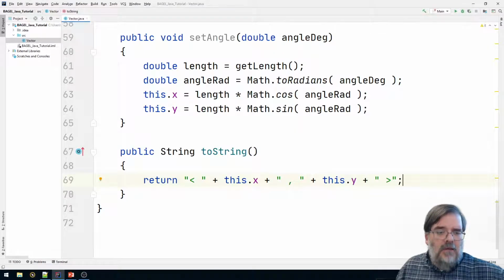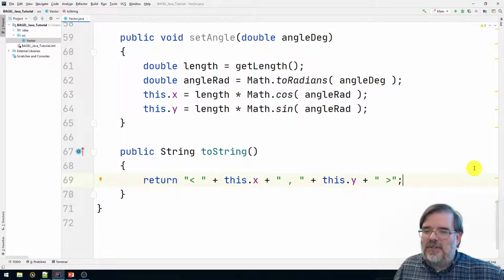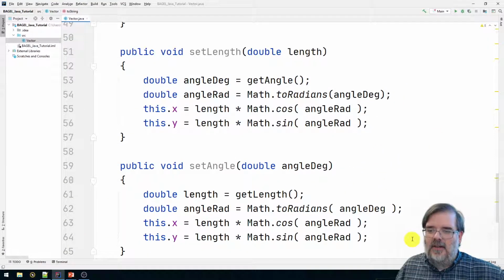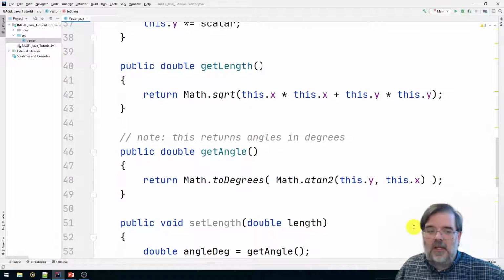Very good. That seemed surprisingly fast. That was a lot of methods we wrote really quickly. The really tricky ones, I think, are set length and set angle. We have get length and get angle. I think that's just about everything.